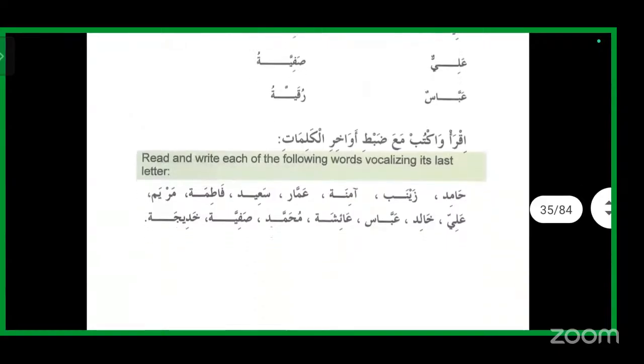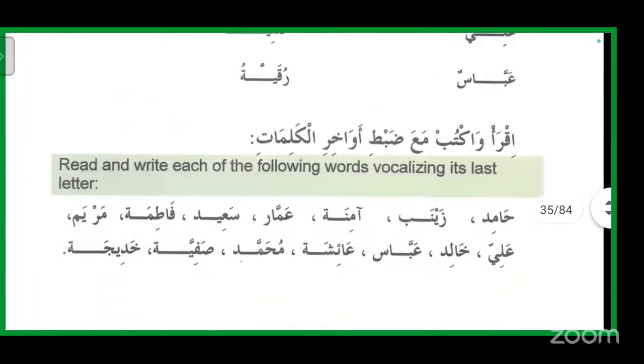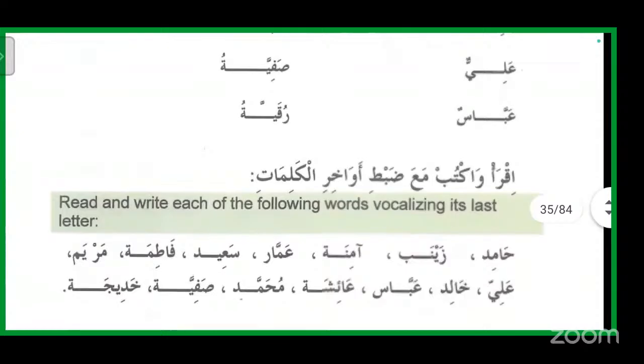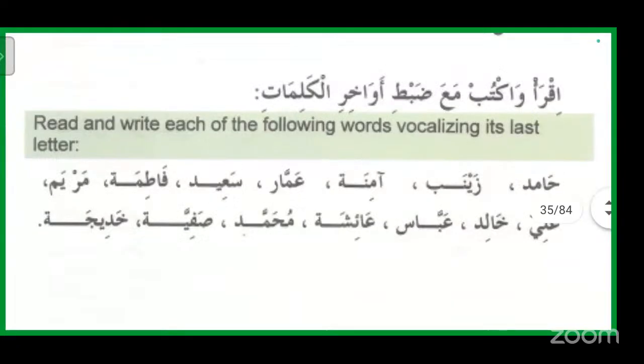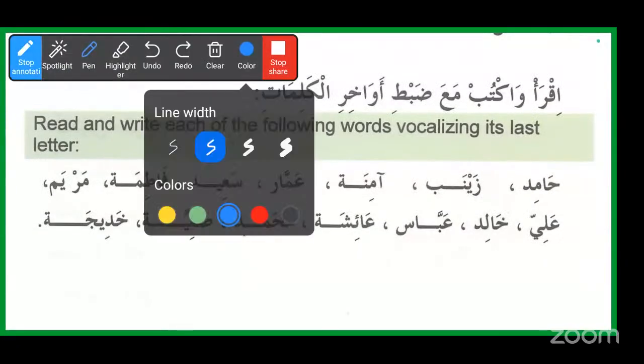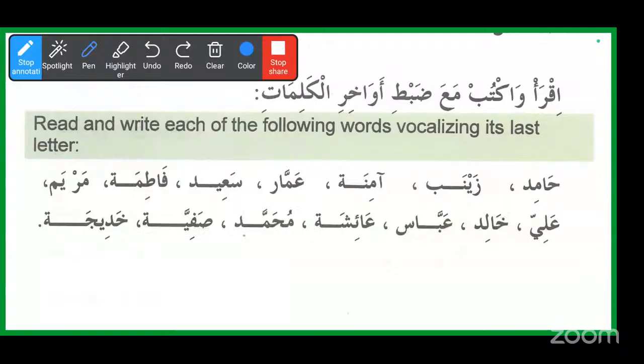So this was something important, that names of men will have double dhamma or double harakat, the tanween. But a woman's name cannot have a tanween. Now, read and write with the correct endings of the words. Please read this with the correct i'rab.